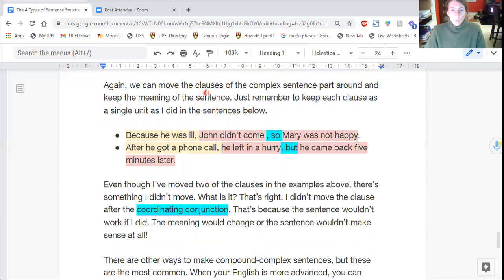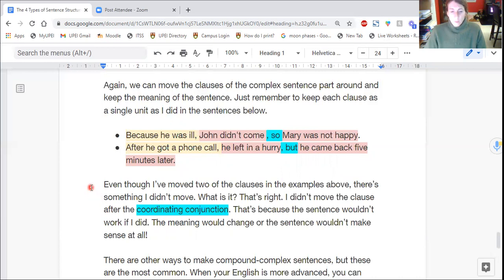Again, we can move the clauses of the complex sentence part around and keep the meaning of the sentence. Just remember to keep each clause as a single unit, as I did in the sentences below. Here we put the dependent clause first. Because he was ill, John didn't come, so Mary was not happy. After he got a phone call, he left in a hurry, but he came back 5 minutes later.